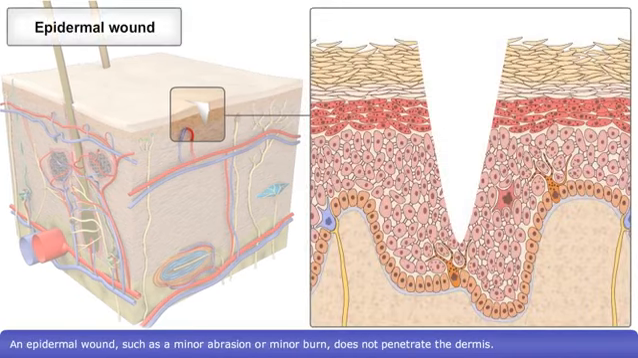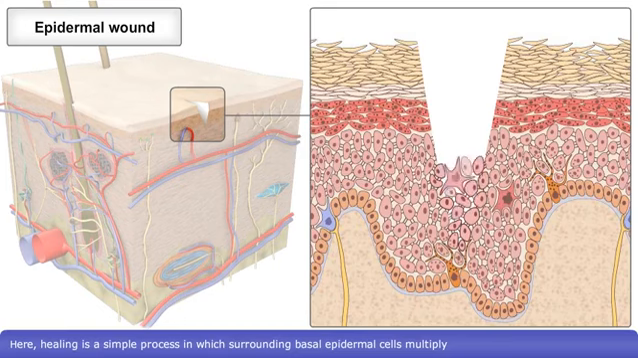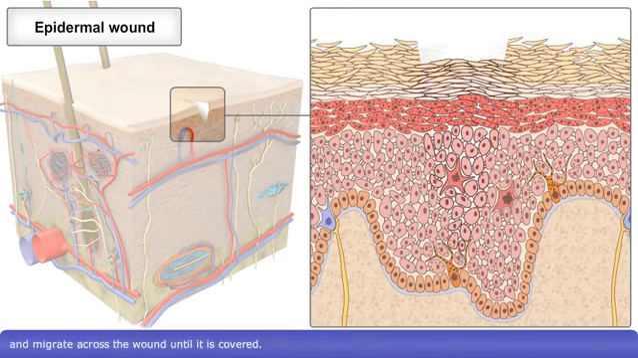An epidermal wound, such as a minor abrasion or minor burn, does not penetrate the dermis. Here, healing is a simple process in which surrounding basal epidermal cells multiply and migrate across the wound until it is covered.